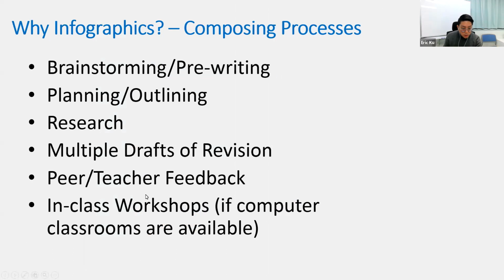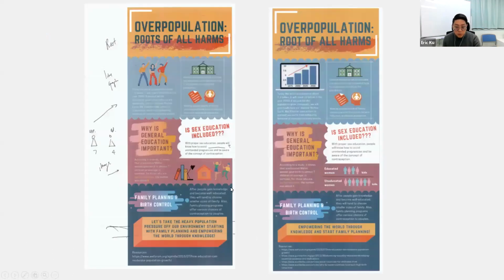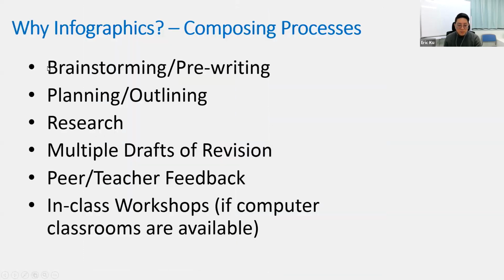Now, I want to show this as an example of the peer feedback. So this is kind of peer feedback done in class. And the student here is talking about overpopulation. And this is something very common I saw in a lot of their infographics.